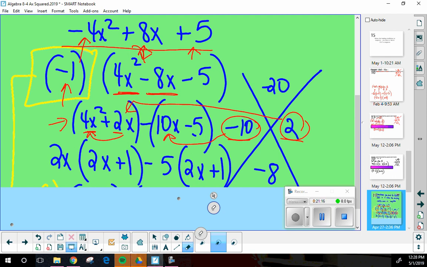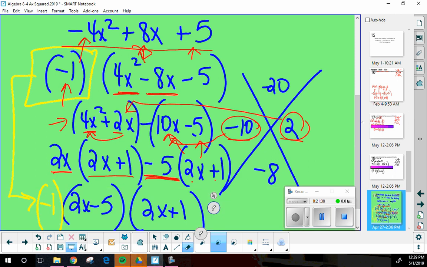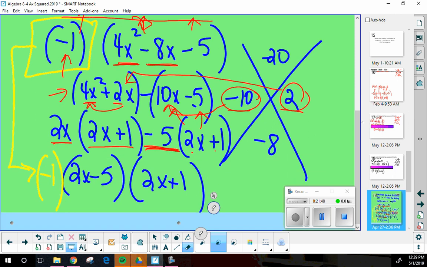Okay, so then you factor out 2x here, which leaves you with 2x plus 1 right here, and then you factor out this negative 5. Negative 5 times a positive 2x gives you a negative 10x. Negative 5 times a positive 1 gives you a negative 5. And so your answer then becomes 2x minus 5, which is this, and then 2x plus 1, which is that. Okay?